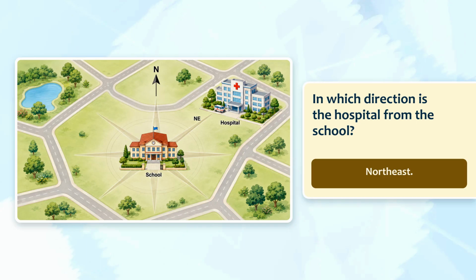Use the north arrow and begin at the school. In which direction is the hospital from the school? Trace the diagonal arm from the reference place. Northeast. The hospital lies on the northeast arm from the school. Next, we will turn direction words into a short route from one place to another.